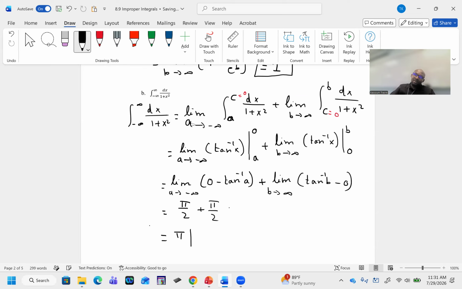What I mean is about choosing your c. You can choose your c to be anything. c can be equal to 0, can be equal to 1. Why? Because even if you choose c to be 1, tangent inverse of 1 is what? Tangent inverse of 1 is pi over 4, right? So you will still have a pi over 4 minus pi over 4, which will be canceled out, because you will have a pi over 4 right here and a minus pi over 4 right here. So that will still cancel out. Okay?